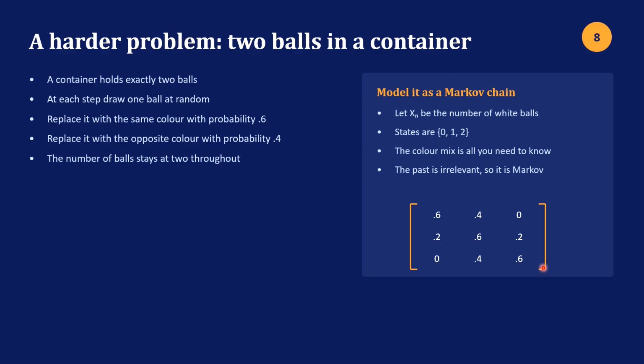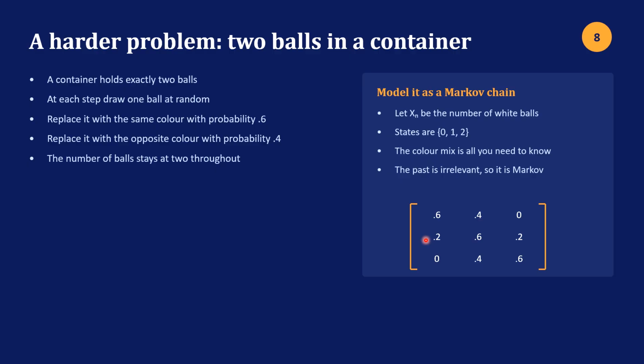The bottom row is also fairly easy, so let's do that second. So now here you have 2 white balls, so you have no choice but to pick a white, and you would replace it with the opposite color with probability 0.4, so you would go down to 1 white ball, or you would replace it with the same color, another white ball, and then that means you would continue to have 2 white balls at the next step. So that would be probability 0.6. So the middle row is a little bit more complicated.